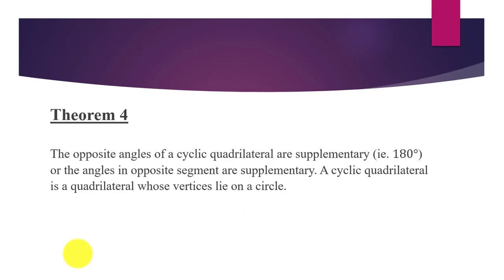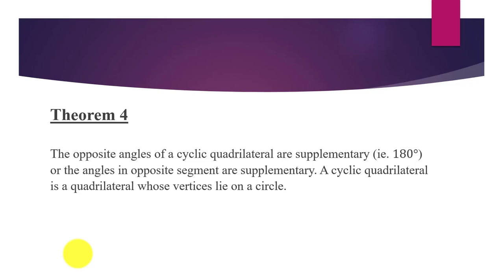Right. Let's continue from the fourth theorem. In this theorem, it states that the opposite angles of a cyclic quadrilateral are supplementary, that is 180 degrees. Supplementary angles are angles that sum up to 180 degrees. So we are saying that the opposite angles of a cyclic quadrilateral are supplementary, or the angles in opposite segments are supplementary.